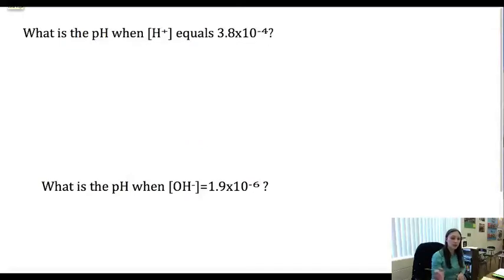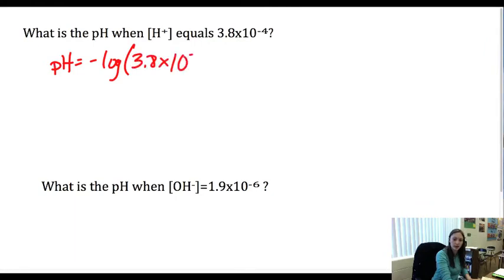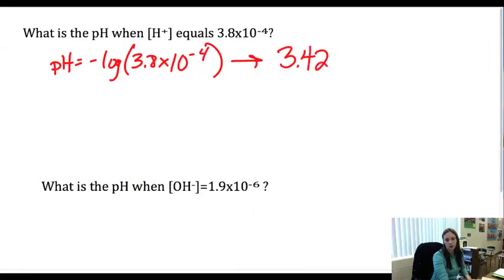What is the pH value when my H plus concentration equals 3.8 times 10 to the negative fourth? Well, we take our pH, which is the negative log of 3.8 times 10 to the negative fourth. Plug that in your calculator, find the negative log button, and you should see that it is 3.42. What I want you to notice is that this pH is very close to our exponent. And that's kind of how it works.